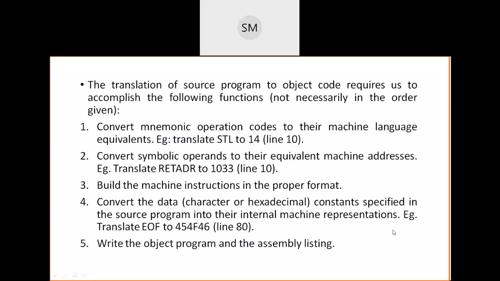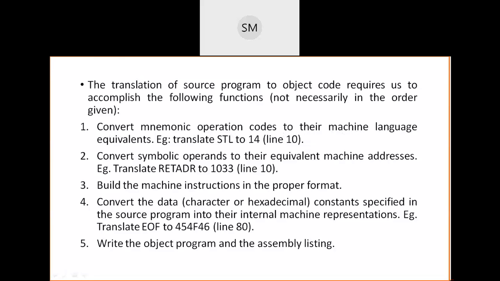To do that, we have to follow these 5 steps that I am showing on my screen now. The translation of a source program to object code requires us to accomplish the following functions. The first step is to convert the mnemonic operation codes to their machine language equivalents, which we have already completed.